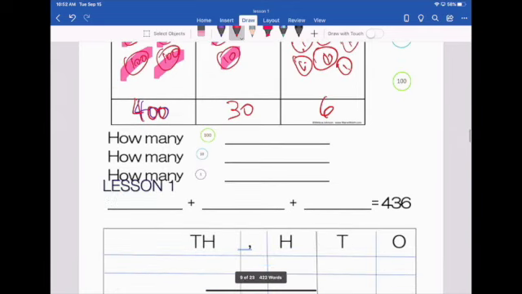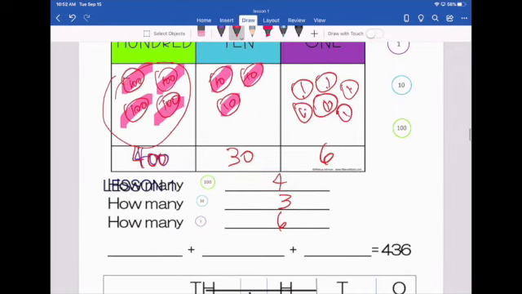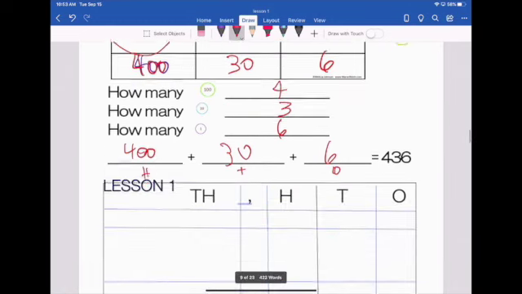So we know we have 400, 3 10s, and 6 1s. But if you count all of these, it means we have 400 here, 30 on the 10s, and 6 on the 1s. So this is the 100s, the 10s, and the 1s that represent the number, the units.